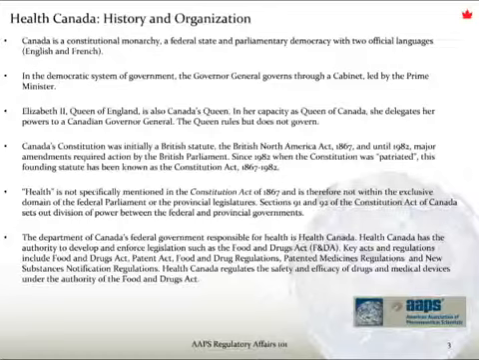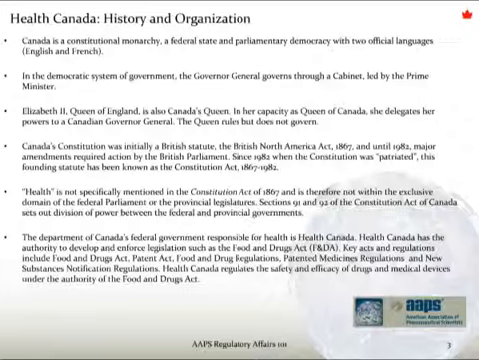We will now look at the history and organization of Health Canada. Canada is the world's second largest country in terms of land mass. Ottawa is the capital of Canada and is located in the province of Ontario. Canada has 10 provinces and 3 territories, each with its own capital city. Canada is a constitutional monarchy, a federal state, and a parliamentary democracy with 2 official languages, English and French.